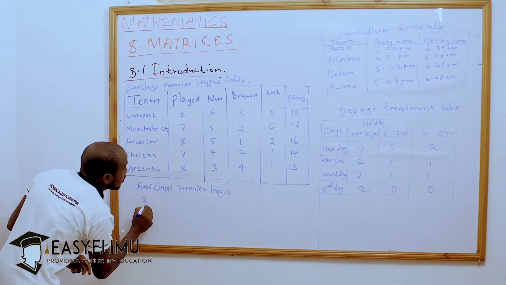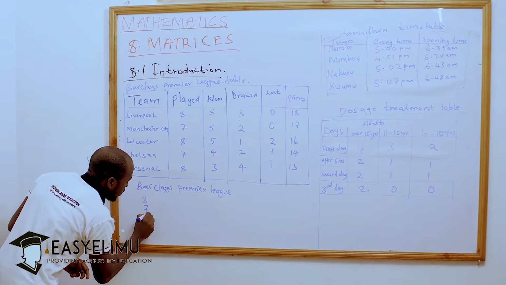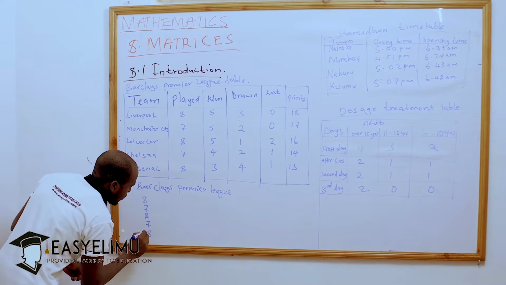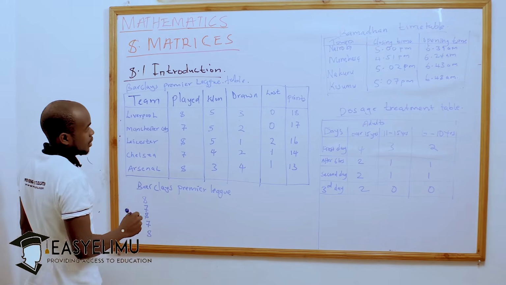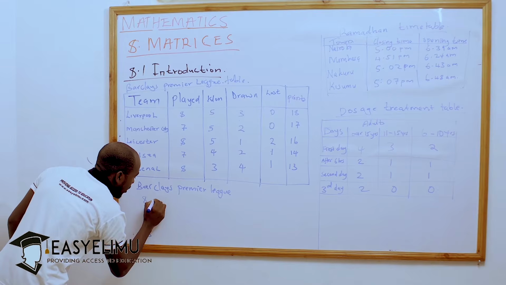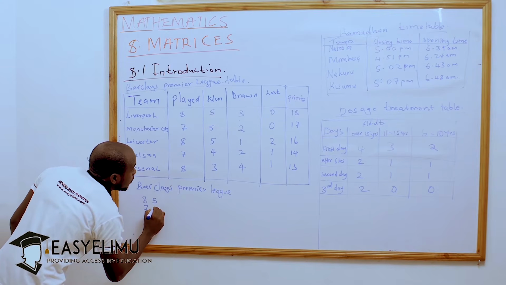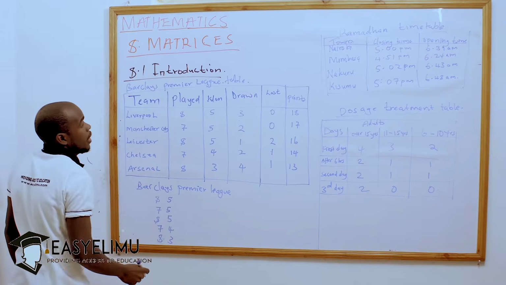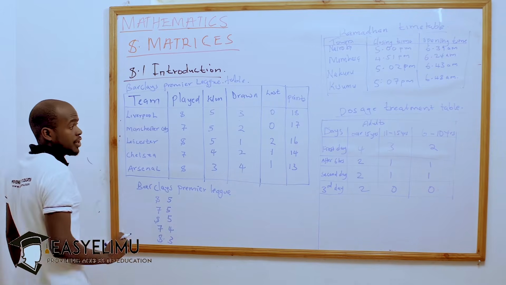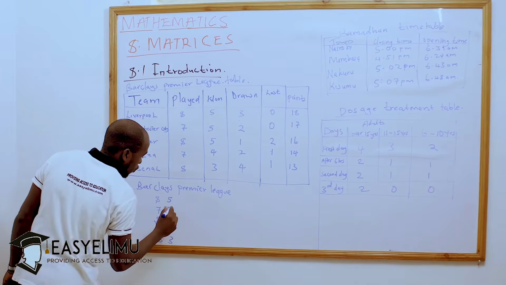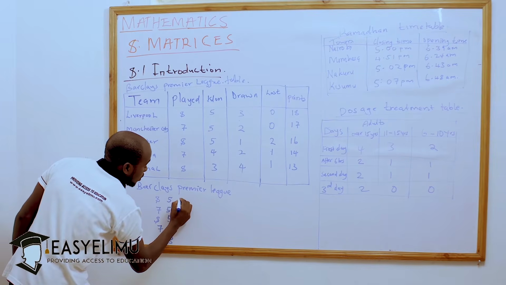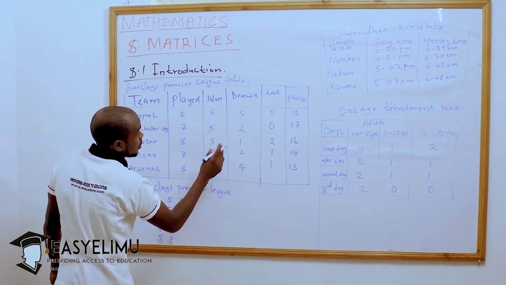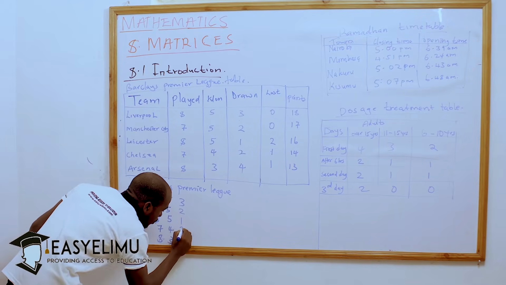That is 8, 7, 8, 7, 8, then followed by 5, 5, and the next row is 3, 2, 1, 2, 4. We write it the way it is. That's 3, 2, 1, 3, 3, 2, 1, 2, 4.